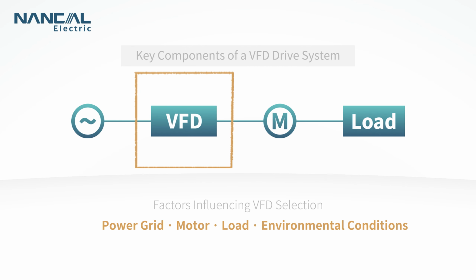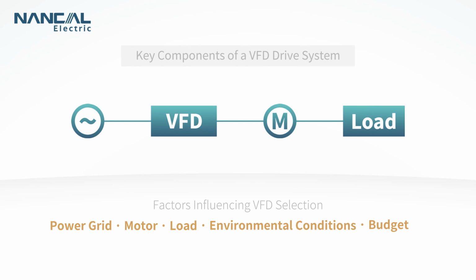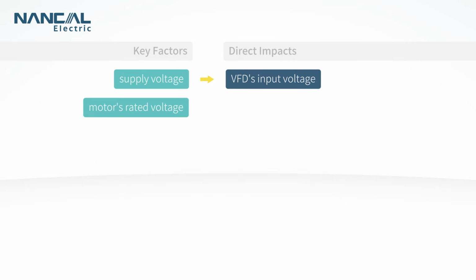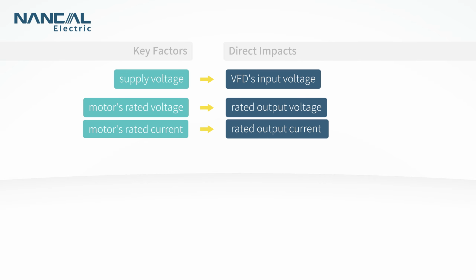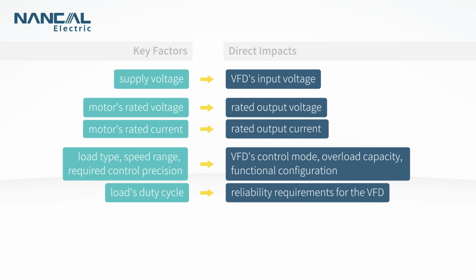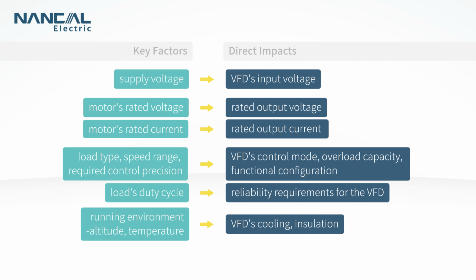Additionally, the VFD's operating environment and the project budget must be considered. For example, the voltage of the power supply determines the VFD's input voltage. The motor's rated voltage and rated current determine the VFD's rated output voltage and rated output current. The load type, speed range, and required control precision determine the VFD's control mode, overload capacity, and functional configuration. The load's duty cycle determines the reliability requirements for the VFD. The altitude affects the VFD's cooling and insulation, among other factors.